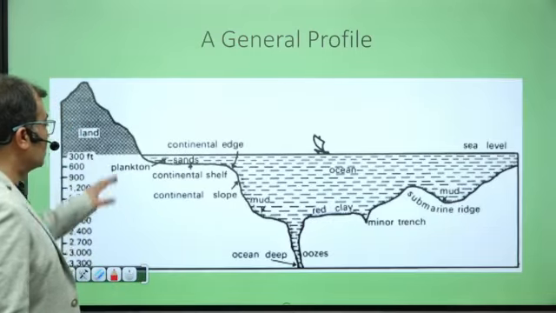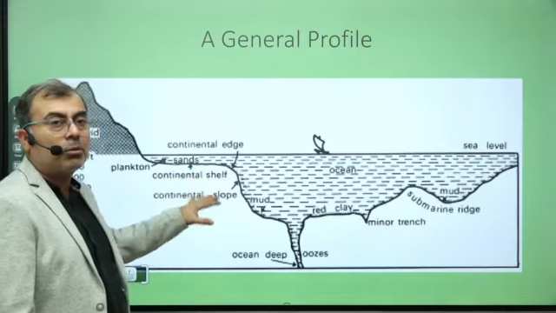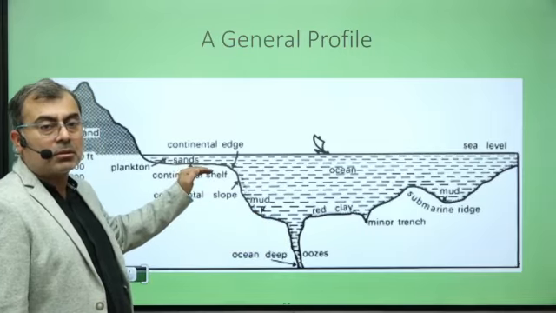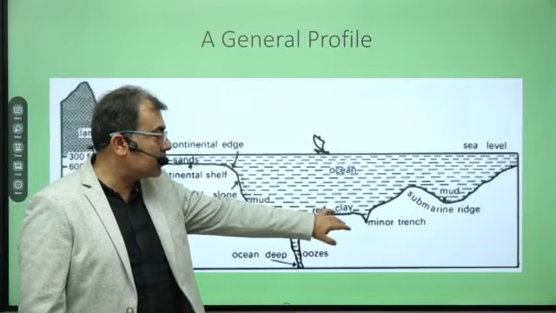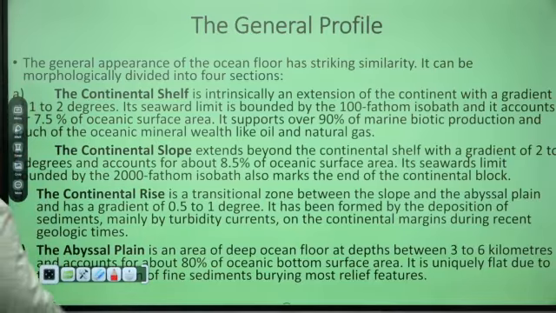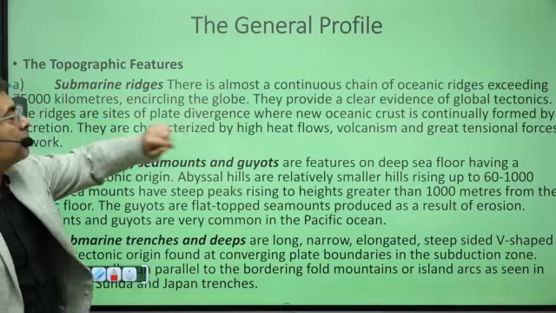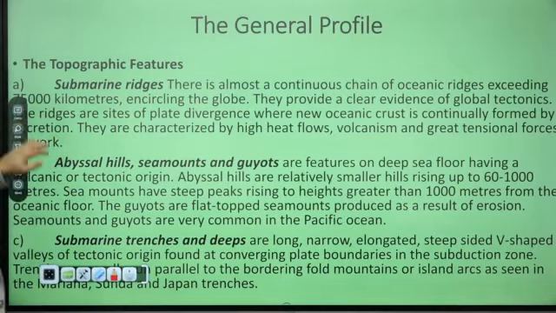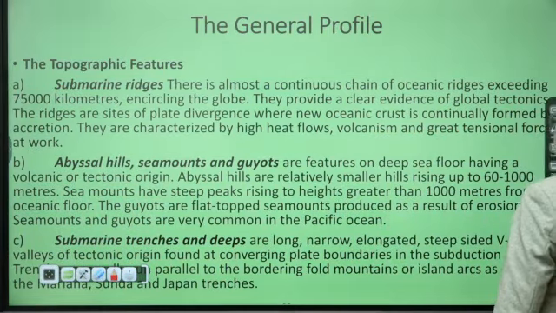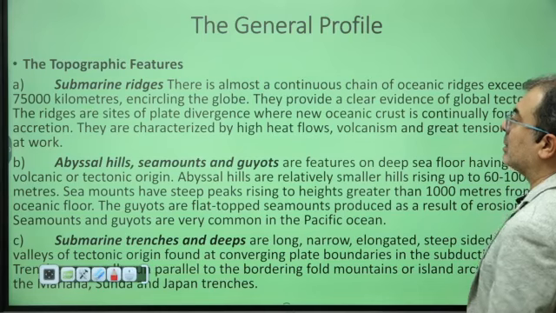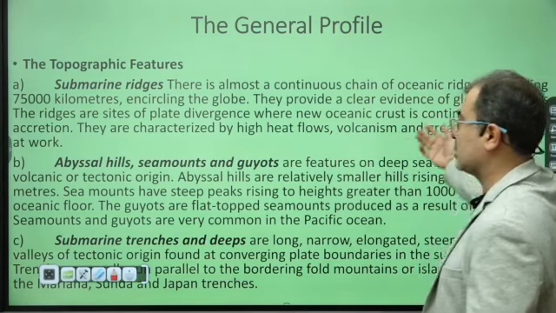Ocean bottom relief, this is what we were talking about. Now you know what the ocean is. Ocean is not just flat water. Below it there are many things: trenches, seamounts and ridges. Continental shelf we've talked about today. Submarine ridge: there is almost a continuous chain of oceanic ridge exceeding 75,000 kilometers encircling the globe. They provide clear evidence that global tectonics is happening. Ridges are sites of plate divergence where new oceanic crust is created.